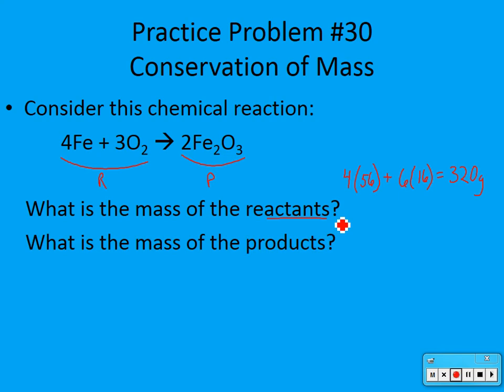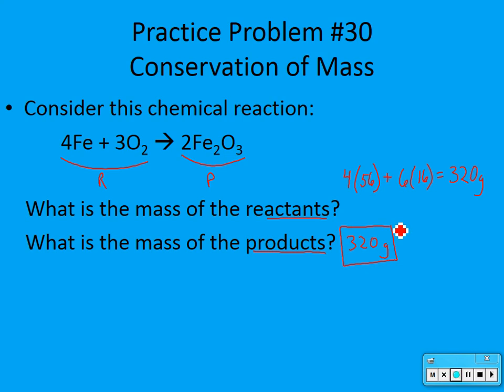And then the second part says, what is the mass of the products? Well, let's look and see if it would be any different. How many irons would we have here? 2 times 2 is 4. So we got 4 irons times 56. And then how many oxygens would we have? 2 times 3 is 6. So again, 6 oxygen. So again, we're going to have 320 grams.